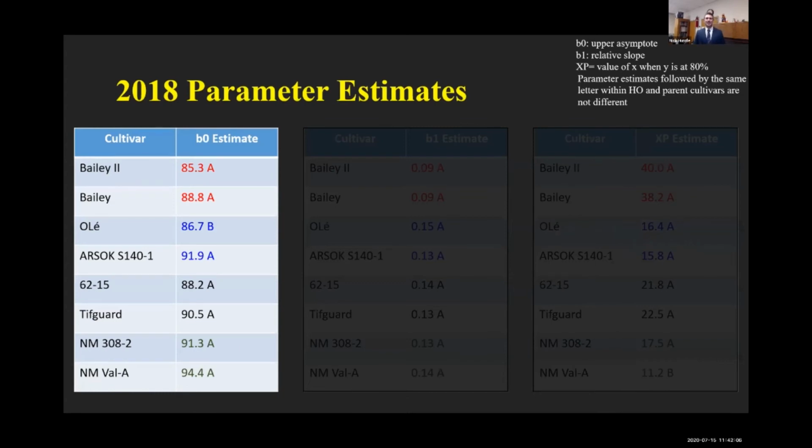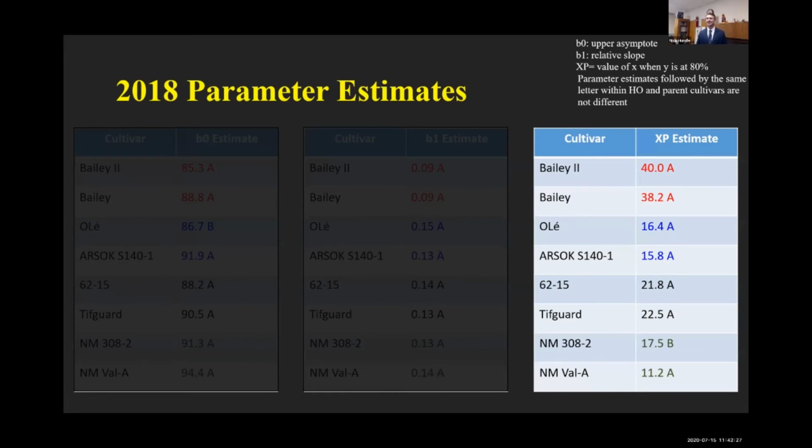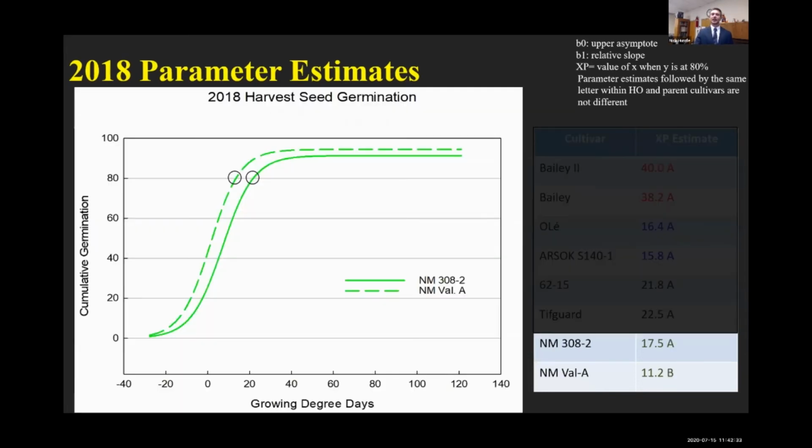In 2018, for the upper asymptote, or maximum germination, the only difference was with the Spanish, in which the parent RSOC S140-1 had a higher percent germination compared to the High-Oleic line. For the slope, there were no differences indicated. And finally, for the value of X, or the GDDs needed for 80% germination, the only differences noted were with the Valencias, in which the parent New Mexico Valencia A line needed fewer GDDs when compared to the HO New Mexico 308-2 line, also indicated by this graph.